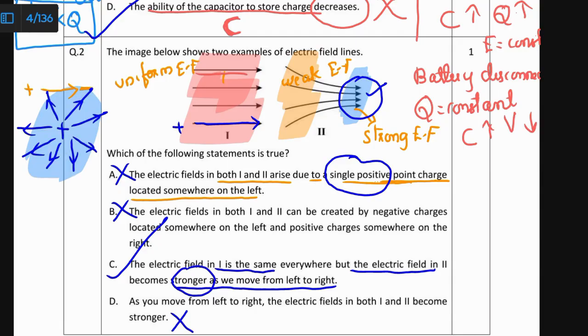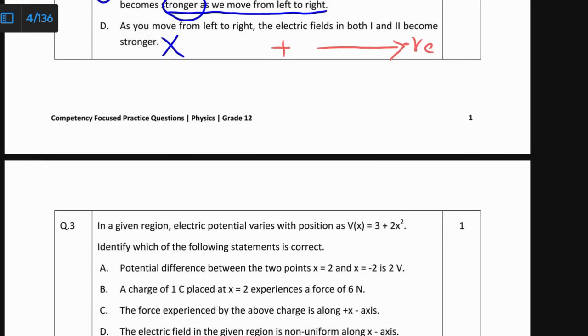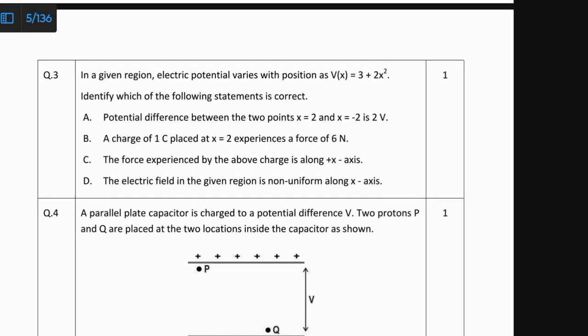And what's the direction of the electric field line? Start from positive, and where does it go? It goes to the negative charge. So I hope the second question is also clear. Now we come back to the third one. So the third question is, you should know about differentiation. I hope you all know about it.